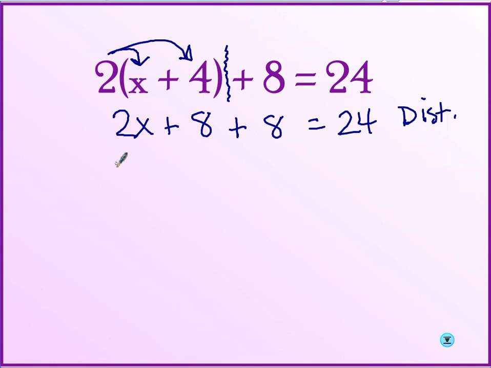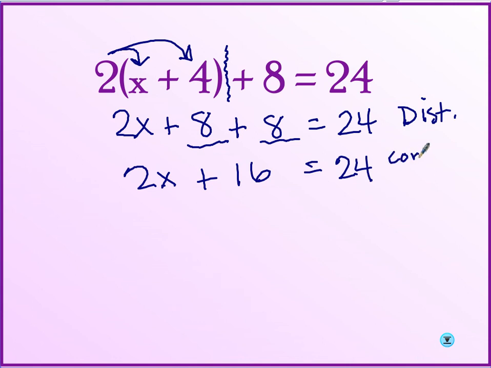My next step was to combine like terms. Since the only like terms I have are my 2 8s, those are the constants that I'm going to be combining. So I have 2x. When I combine 8 plus 8, I get 16, and it's still equal to 24. And again, that's the step where we combine like terms.